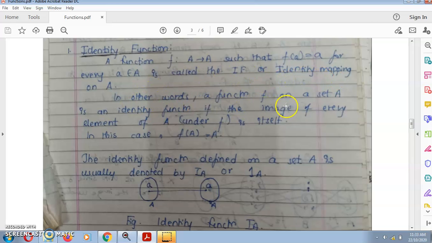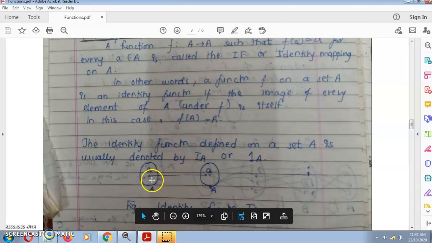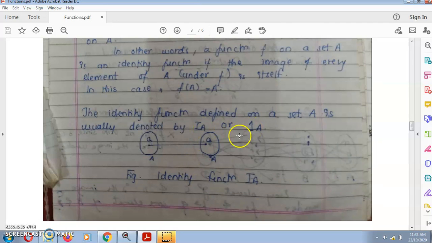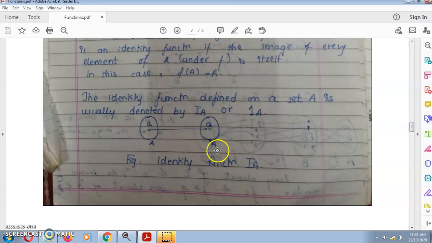In other words, a function f on set A is an identity function if the image of every element of A is itself. In this case f of a is equal to a. So every element has itself as its image, then we call it an identity function. The identity function defined on a set A is usually denoted by I_A or 1_A also.